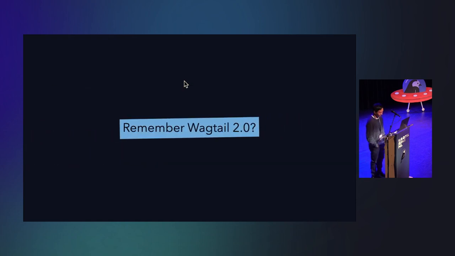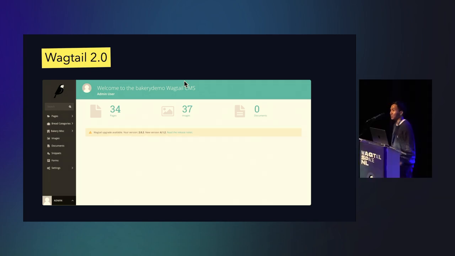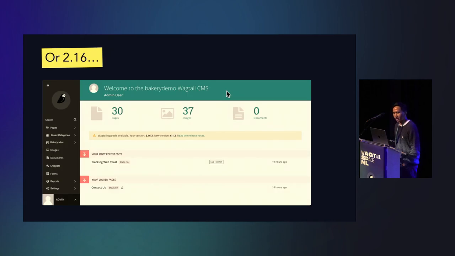I'll start with going back to Wagtail 2.0. This was released in February 2018, before I even heard about Wagtail. It looked like this, which is vaguely familiar, but it looks quite different. It still has the light teal background in the header. And this is Wagtail 2.16, which was released in February 2022. And you'll notice that we made a few changes to the colors, but not much has really changed since 2.0 in terms of the UI.